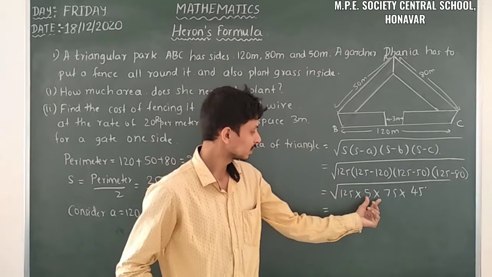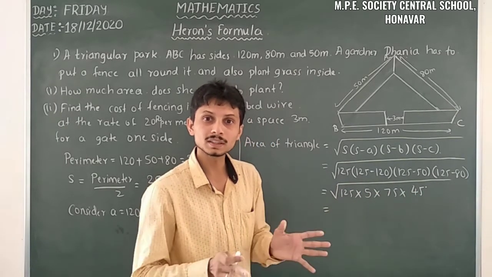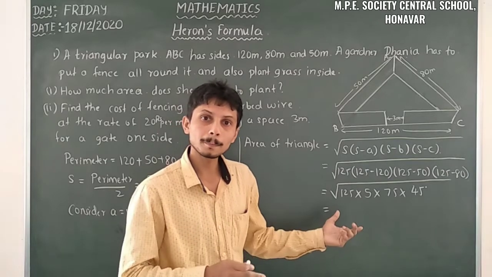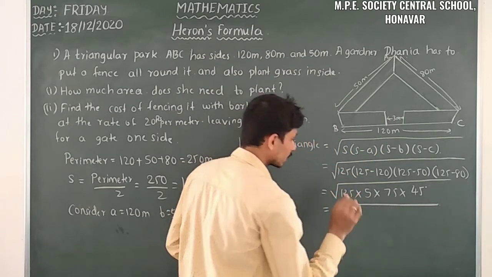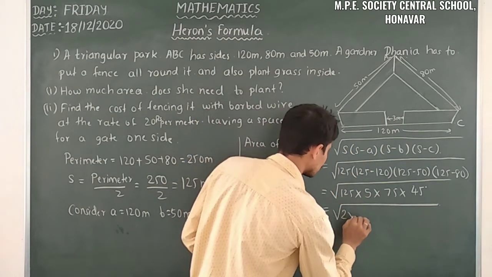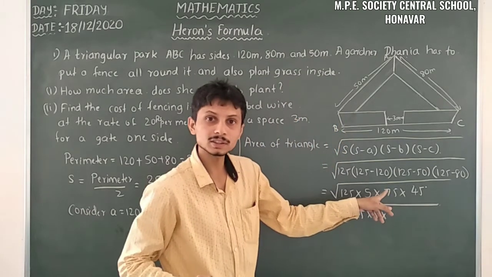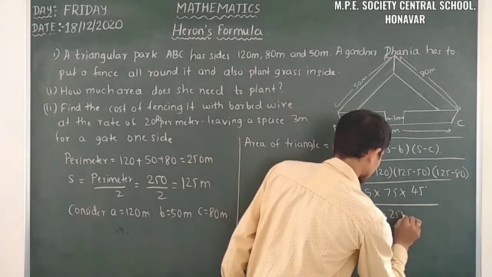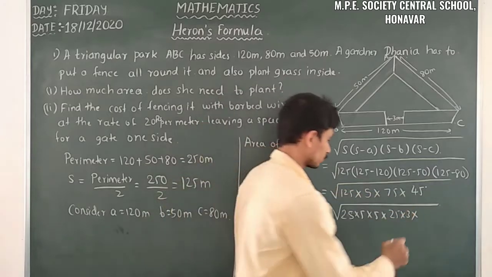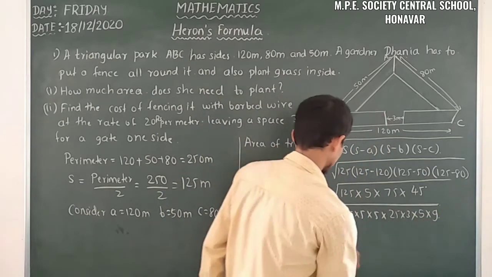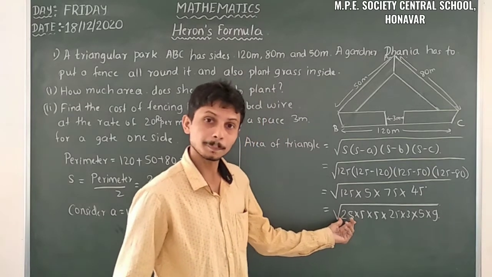Here all the terms are multiples of 5, so we have to split all of them in the form of multiplication of 5 and simplify. Here 25 into 5 is equal to 125, 5 remains as it is, and 75 can be written as 25 into 3. Then 45 can be written as 9 into 5. So here 25 is a perfect square.